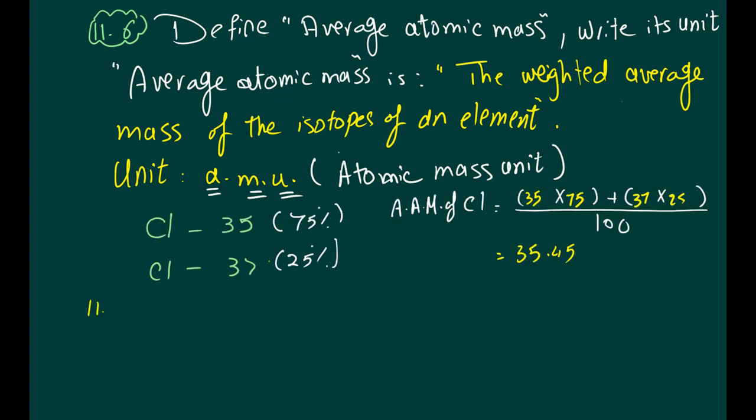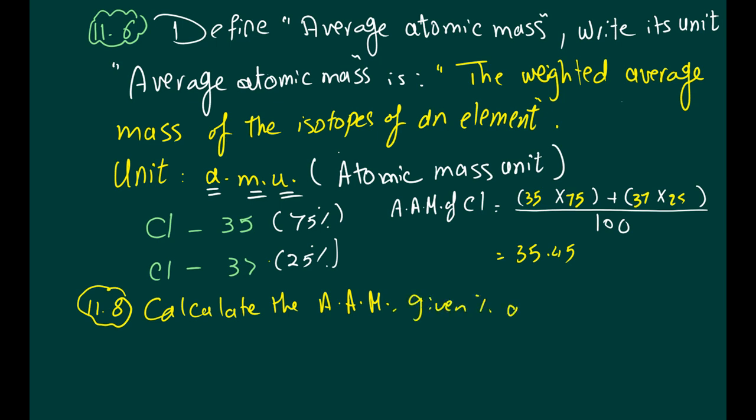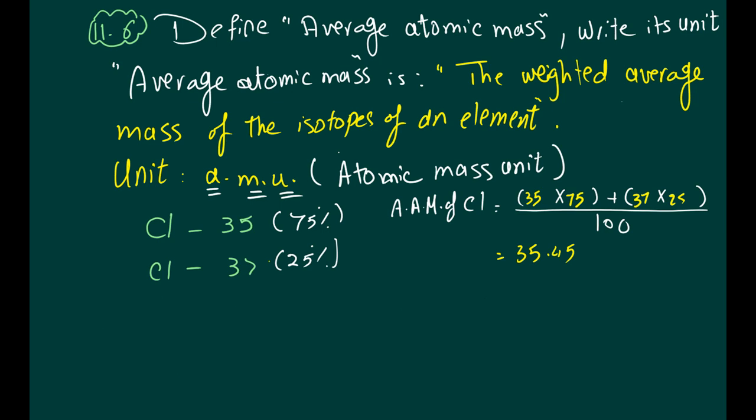In 11.8, you need to learn how to calculate the average atomic mass if you are given the percentage abundance of each isotope of an element. You are going to practice so many questions like this in the coming worksheet.